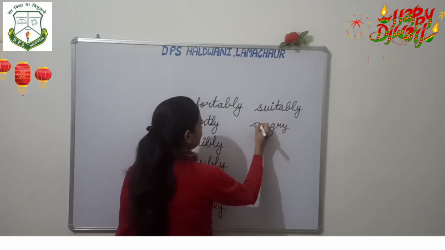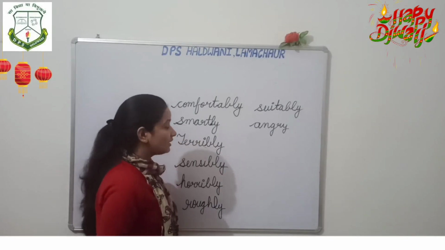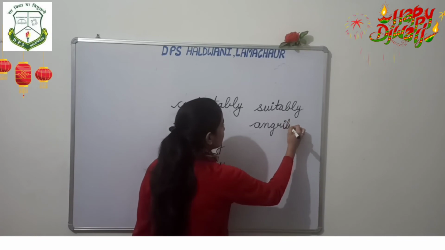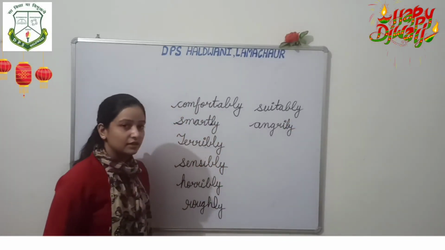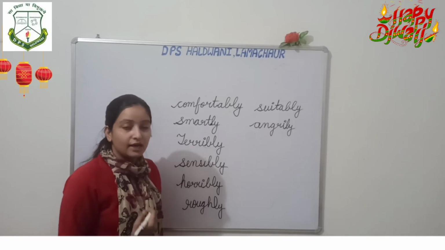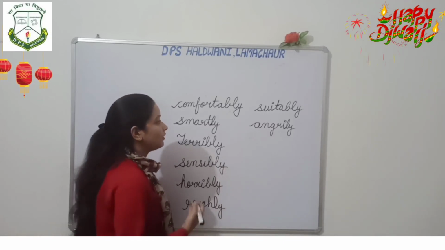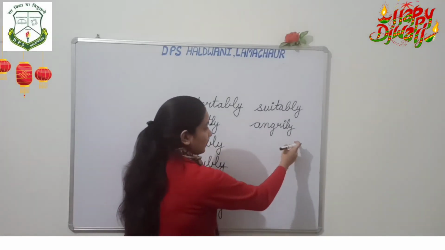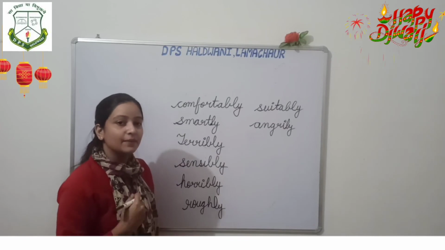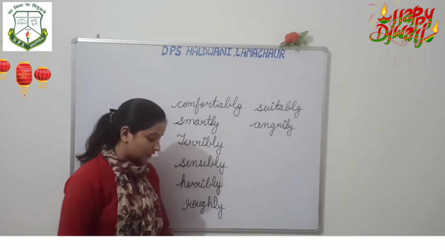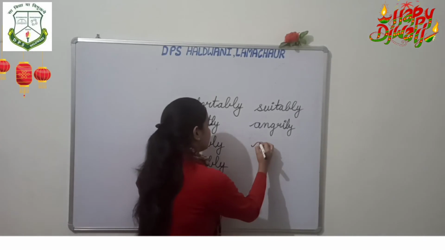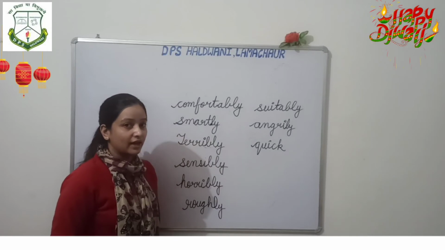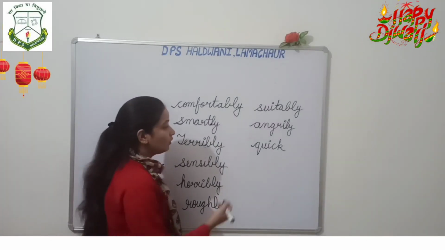Next is angry, A-N-G-R-Y. Whenever the adjectives end with Y, we replace Y with I, then put L-Y. In order to form the adverbs, we remove Y and add I-L-Y. In the place of Y, we add I and then L-Y. Next is quick, Q-U-I-C-K. Again, we don't have any rule for such kind of adjective. So only L-Y.